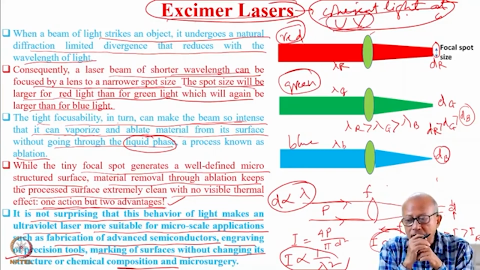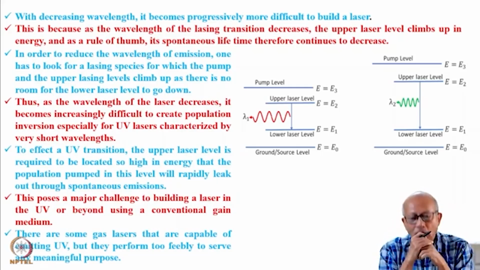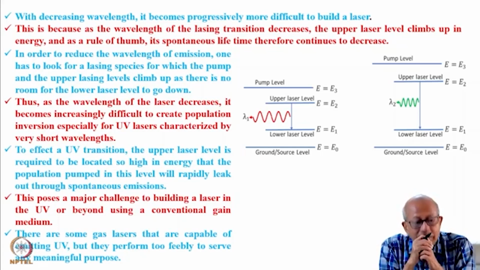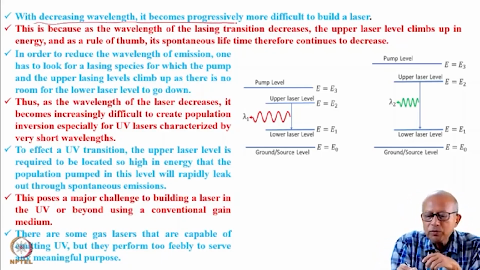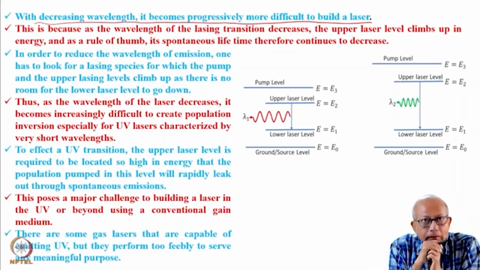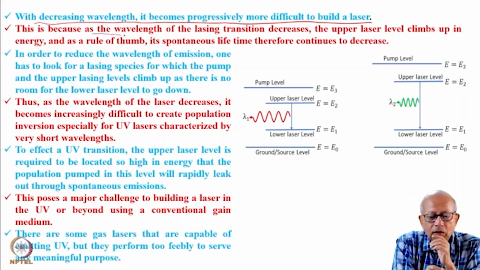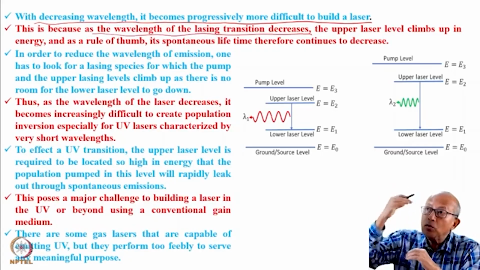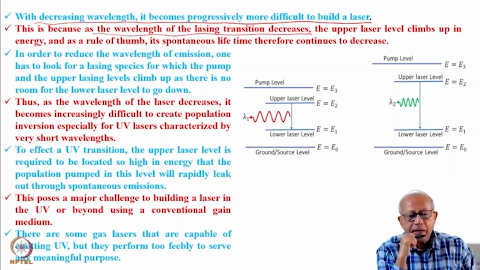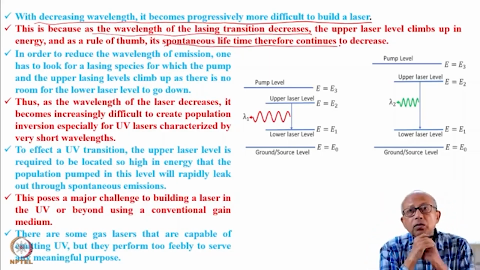Very important applications. Now, let us see why the Excimer laser is important. The obvious question is, is it difficult to build an ultraviolet laser? Yes, indeed it is difficult. With decreasing wavelength, it becomes progressively more difficult to build a laser. Why? This is because as the wavelength of the lasing transition reduces, the upper laser level has to go up and up in energy. And as a rule of thumb, the spontaneous lifetime of this level continues to reduce.